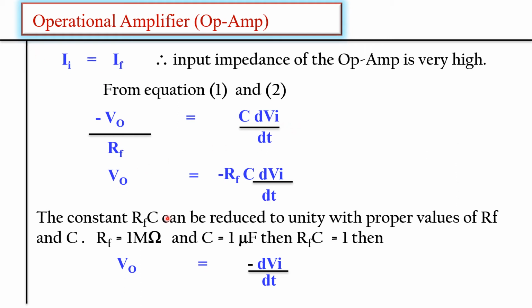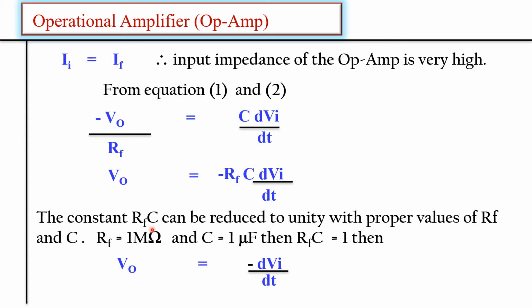So what is the output? Rearranging the terms, we get Vo is equal to minus RF into C dVi upon dt, right? So in this circuit, the output voltage will be the differentiation of the input signal, multiplied by the factor RF and C. So using this differentiator circuit, we can differentiate different types of input signals.